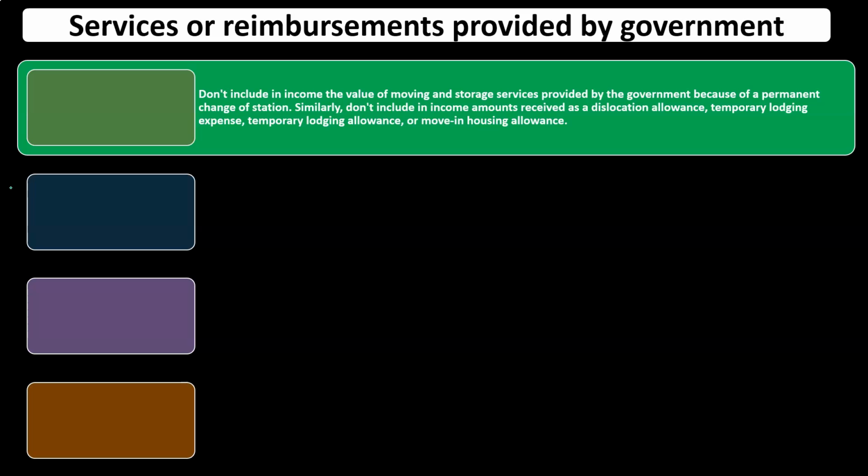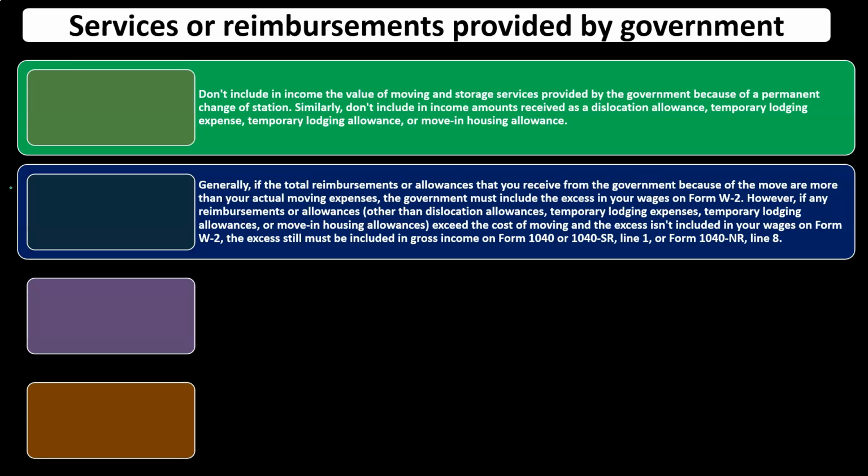Has it been reimbursed? Is it included? Is it included in the documentation reporting the income? And so then generally, if the total reimbursement or allowances that you receive from the government because of the move are more than your actual moving expenses, the government must include the excess in your wages on the W-2.